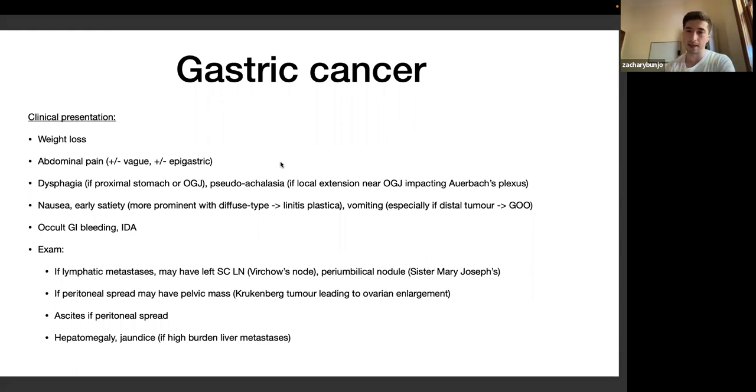Vomiting is another possibility, and that's particularly the case if they have a distal tumour causing an outlet obstruction. And again, occult GI bleeding can lead to an iron deficiency anemia.